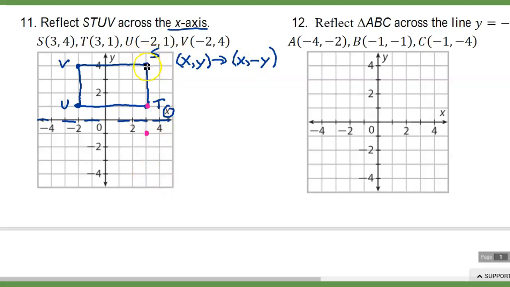We can keep on doing that. This is 3, 4, right? So I want to go to 3, negative 4. There's S prime. This is T prime. And we have U, which is negative 2, 1. So negative 2, negative 1. That's going to be U prime. And V, which is negative 2, 4, will be negative 2, negative 4. There we go. And there is our reflection.